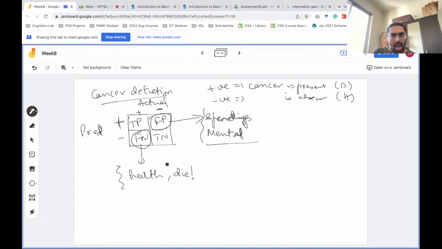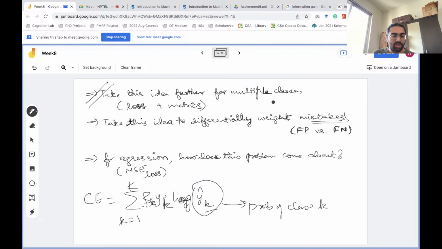Okay, that's one way. You can use this idea of weighting different parts of your equation differently, so as to learn whatever you want the ML algorithm to learn. That's another idea. The second, third thing is that we can take this idea further into regression. So can you think about how this problem would show up in regression? Any ideas how this will show up in regression?